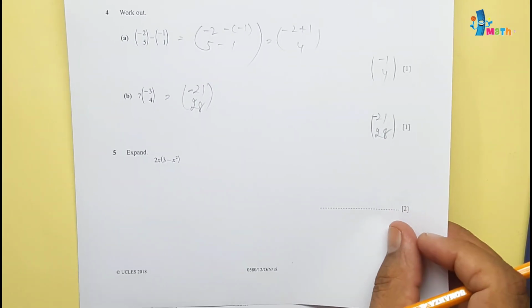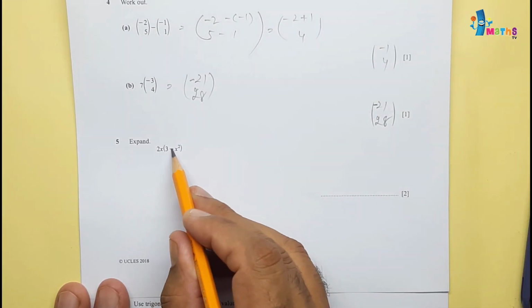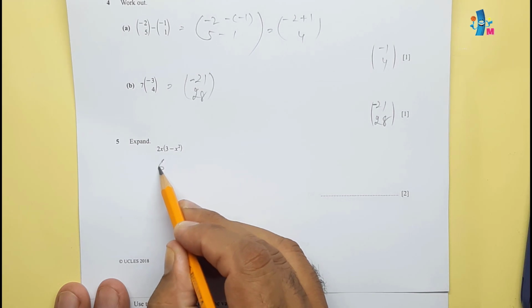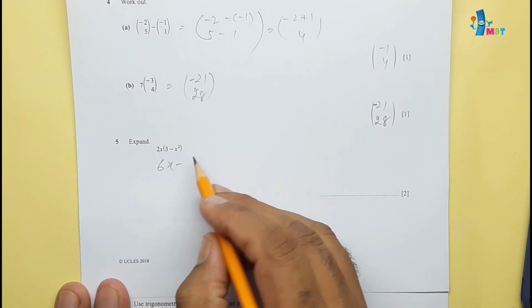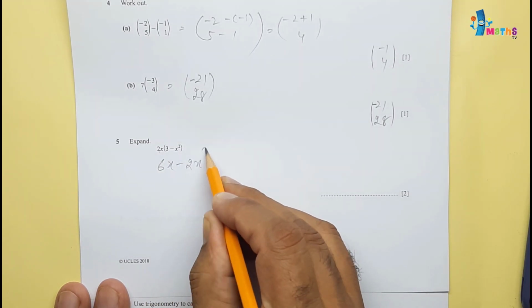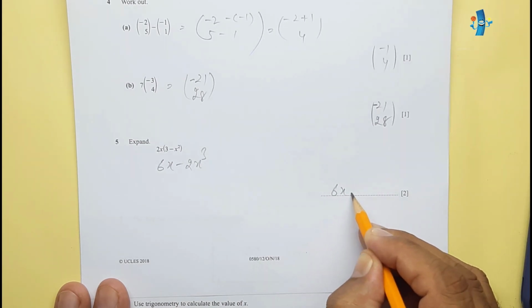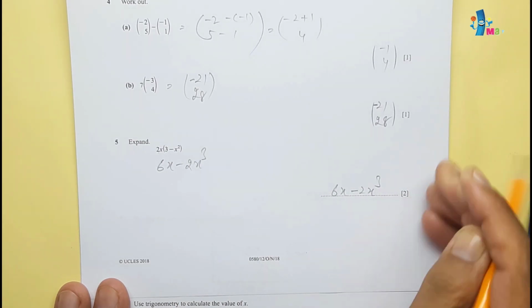Next is expansion. Question number 5. We'll have to expand this. Multiply by 3 will be 6x, minus 2x times x squared will be 2x cubed. So we'll write here 6x minus 2x cubed.